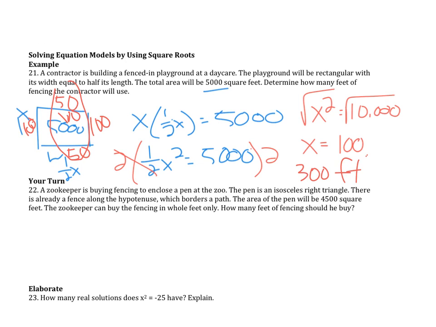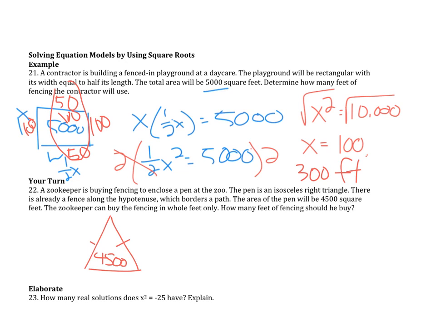All right, your turn. A zookeeper is buying fencing to enclose a pen at the zoo. The pen is an isosceles triangle. So remember, in an isosceles triangle, these two sides are congruent. It's already fenced in along the hypotenuse, which borders a path. The area of the pen will be 4,500 square feet. So this whole area is 4,500 square feet. The zookeeper can buy fencing in whole feet only. How many feet of fencing should he buy?